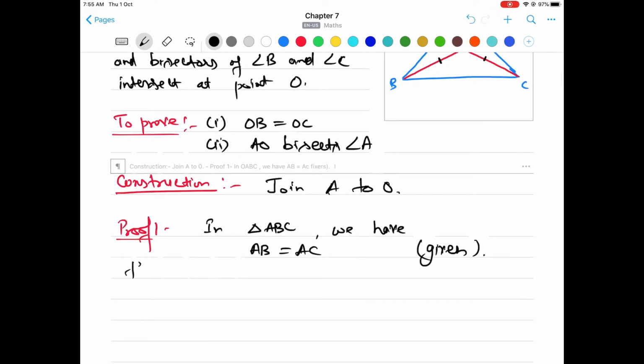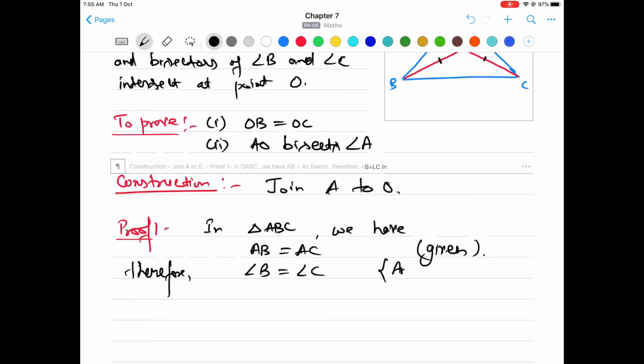Therefore, by theorem 7.2, in which we studied that in an isosceles triangle the angles opposite to the equal sides are equal. Okay, so we have these sides equal, therefore their opposite angles B and C will be equal. Therefore angle B will be equal to angle C. This is by theorem 7.2, which says angles opposite to the equal sides are equal.